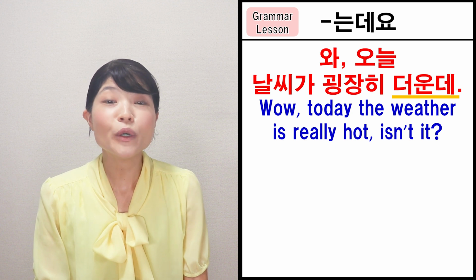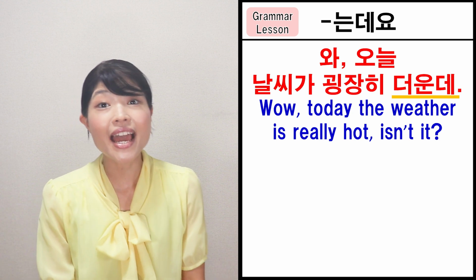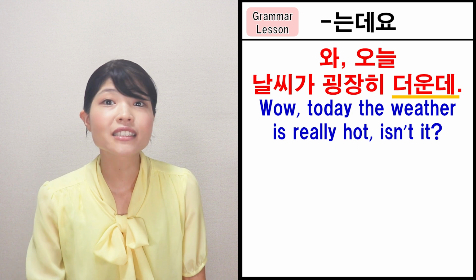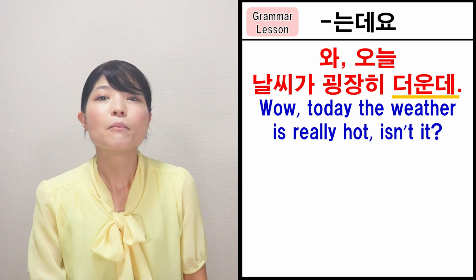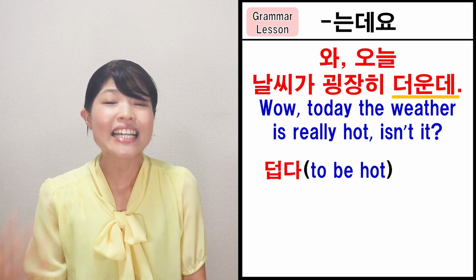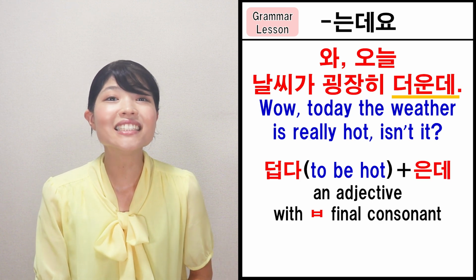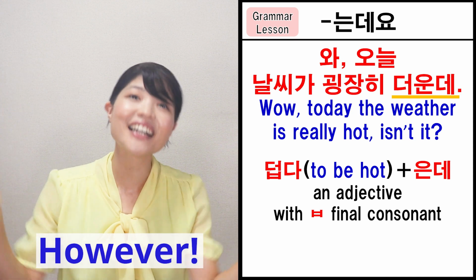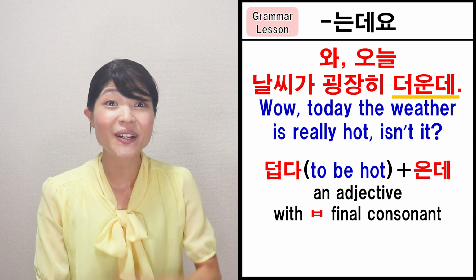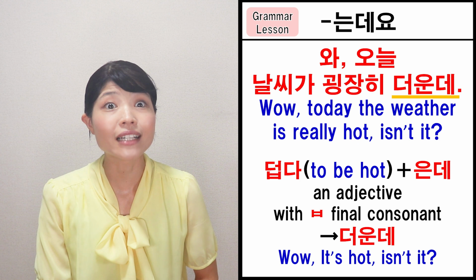와! 오늘 날씨가 굉장히 더운데. Wow! Today the weather is really hot, isn't it? Here, you can express your feelings about the unexpected hot weather by using 은데요. In this sentence, 덥다, to be hot, is an adjective with 비읍 final consonant. So you add 은데. However, for 덥다, you have to apply 비읍 irregular, don't you? So you will change this to 우 to make 더운데. Wow, it's hot, isn't it?